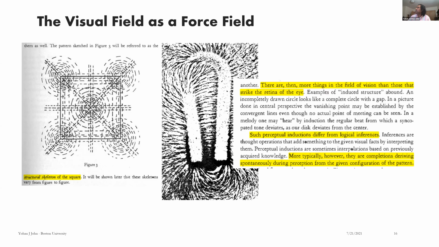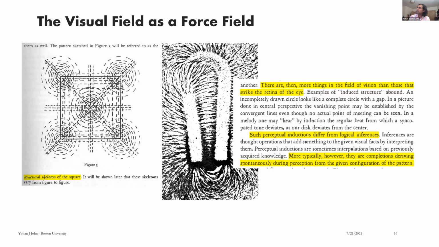And so yeah, I like a couple of things he says here. There are then more things in the field of vision than those that strike the retina of the eye. So clearly all these factors that influence whether you think something's balanced, or some of the illusions that we'll talk about later, are more than just consequences of light coming to the retina. And here he uses a term that I think is really useful for us now in 2021.